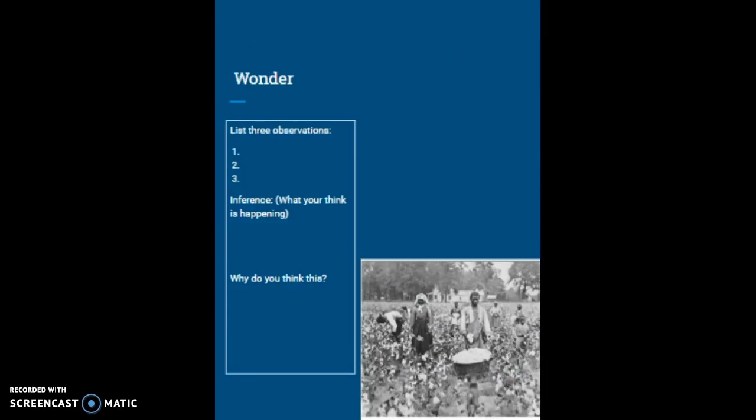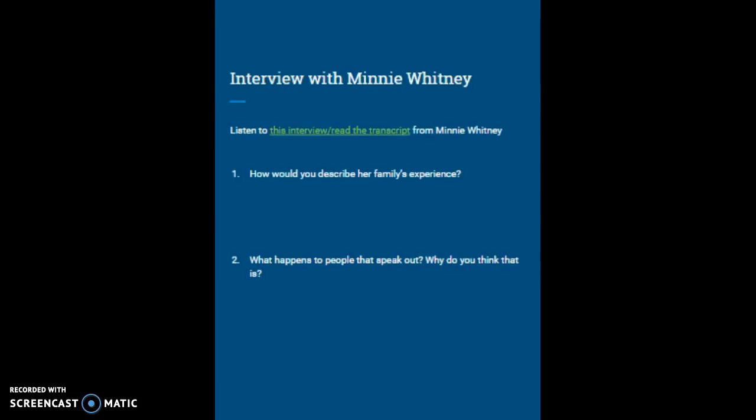The next slide then is a photo interpretation. So I want you to take a look at the picture down there. Give me 3 observations that you see, and then make an inference. What do you think is happening there? And then explain to me why you think that is. So go out on a limb a little bit here. What do you think is happening? Just don't tell me it's people with cotton, right? Tell me something more than that.